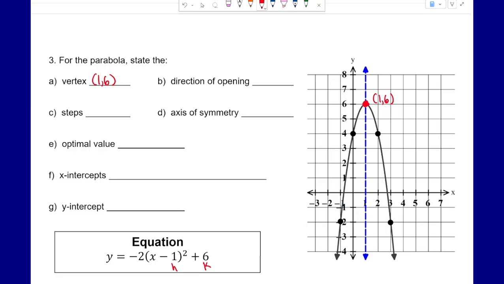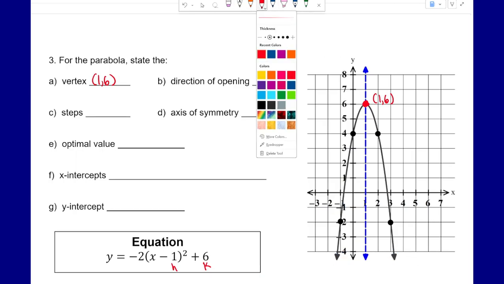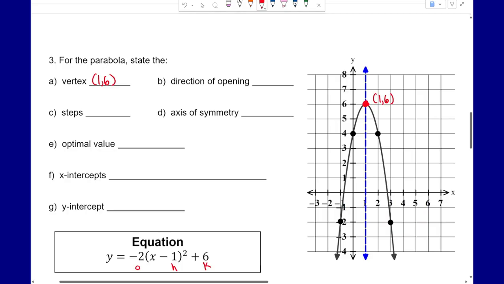Direction of the opening, again, looking for where the opening is. We can see the opening at the bottom here, or where the arrows are pointing. Or you could look at the a value. The a value is negative, that means it's opening down, but we can also visually see that.